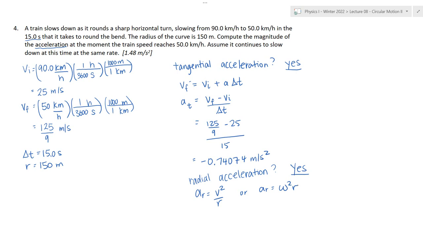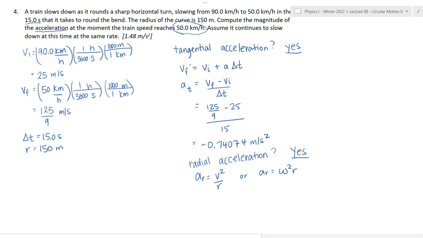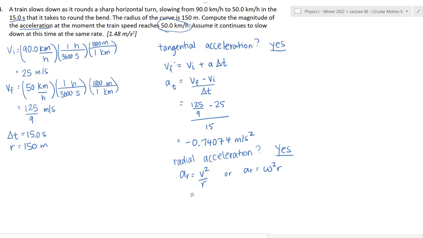Well, the question tells us, it says, find the magnitude of the acceleration at the moment the train speed is 50 kilometers per hour. So that's the speed, that's v. So we're going to use the first equation. So AR equals v squared over r. It's the 50 kilometers per hour. We just need to change the units, but we already did. We said when v is 50 kilometers per hour, that is 125 over 9 meters per second.